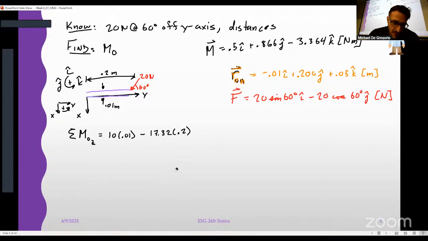How did I determine this? Well, let's take a step back. I know this is 17.32 because I've calculated it over here, and I know that this is 10, and they're both newtons, right? So 10 is going to push, and goes in the counterclockwise direction as positive, whereas 17.32 drives us in the clockwise direction, which would make it negative, which is why we have this.